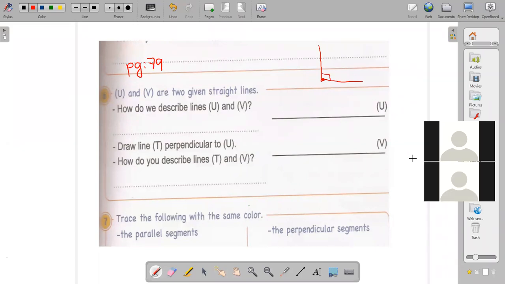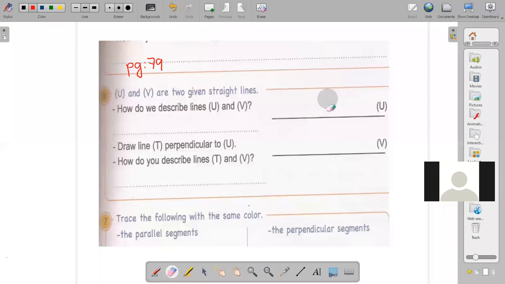Yes, teacher. When do we say two lines are intersecting? Intersecting where it goes like X. Like X. Excellent. Bravo. So they meet at one point, but no right angle. Bravo, Lian. Excellent. So these two lines are intersecting. They meet at a point and no right angle.